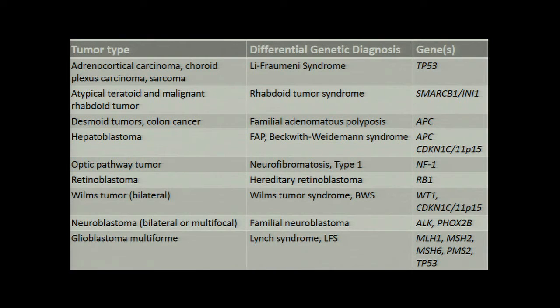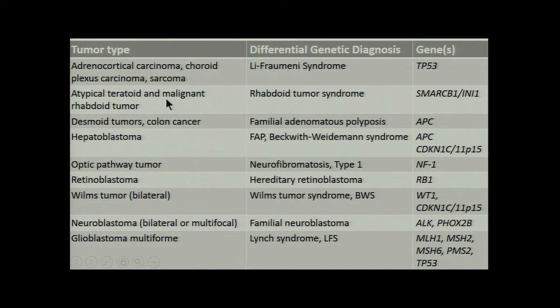I put this here especially for the new trainees, because this may be something that you guys could be tested on. So for example, adrenocortical carcinoma, choroid plexus carcinoma, and sarcomas are often associated with Li-Fraumeni Syndrome, which is caused by mutations in TP53. Up to 80% of pediatric patients with adrenocortical carcinoma will end up having an underlying TP53 mutation.